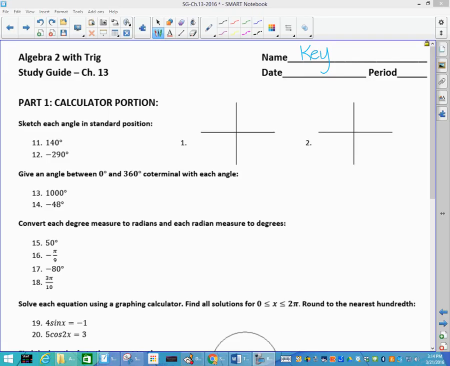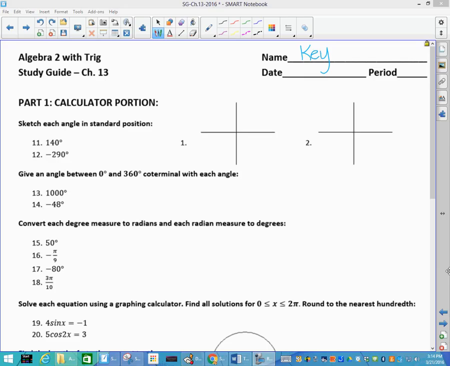Okay, today's video is going through our study guide for Chapter 13 rather quickly. So if you have any questions about anything, please don't hesitate to email me or come see me in the morning. Okay, so to start off with, our calculator portion, which for some odd reason starts at number 11.